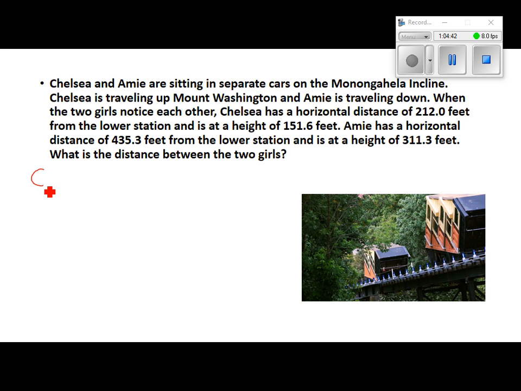First thing, let's do this. I think Chelsea's the first girl, right? Can we find the ordered pair for Chelsea? Let's think about it here for a second. If we got our X and Y axes, the station, if we put the station right here in the middle, it says her horizontal distance is 212. Is that the X or the Y, horizontal distance? X, so 212.0. And her height from the station is 151.6. So what's that? That's the Y.